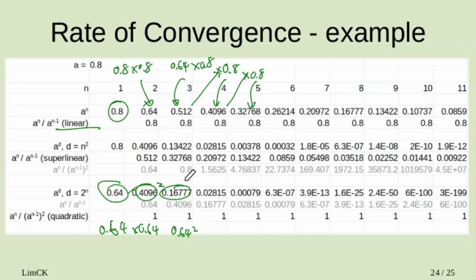So this is just a square of it. This one squared, you get this number. This one squared, you get this number. So this is a quadratic convergence. Superlinear is always about between these two. So yeah, that's all for this lecture.